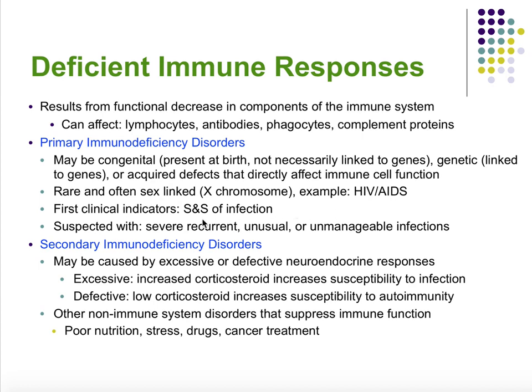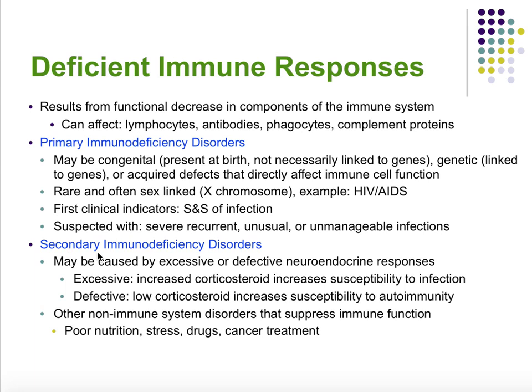Now, what are the signs and symptoms of an immune deficiency issue? Well, the signs and symptoms would be you get sick a lot. You get a lot of infections, and the infections are severe, unusual, unmanageable, because your immune system is not responding. In secondary immunodeficiency disorder, again, signs and symptoms are similar. You get sick a lot. The infections are worse than they really should be.